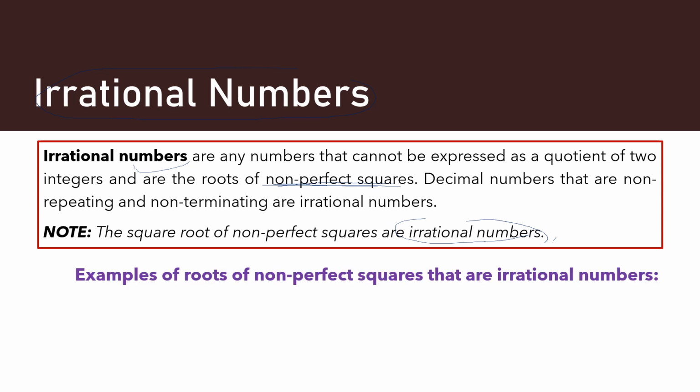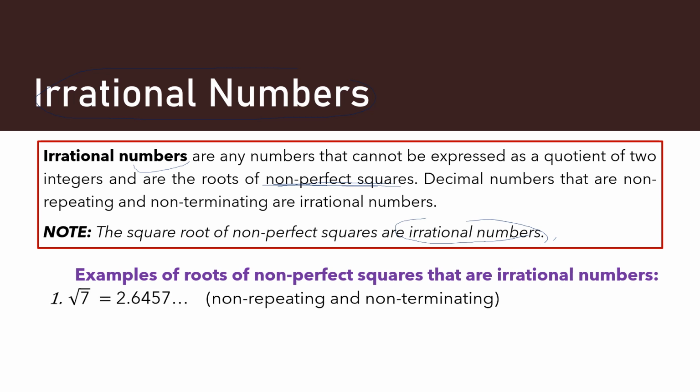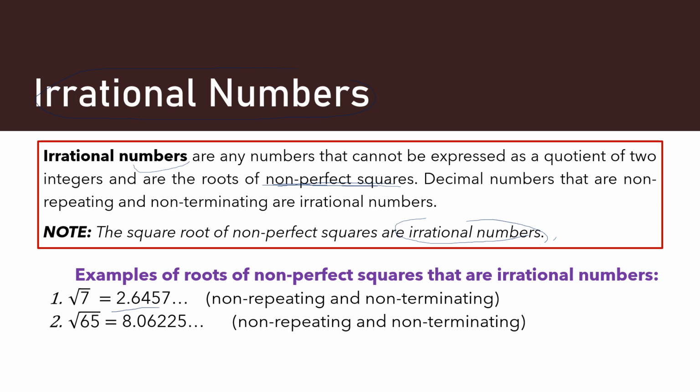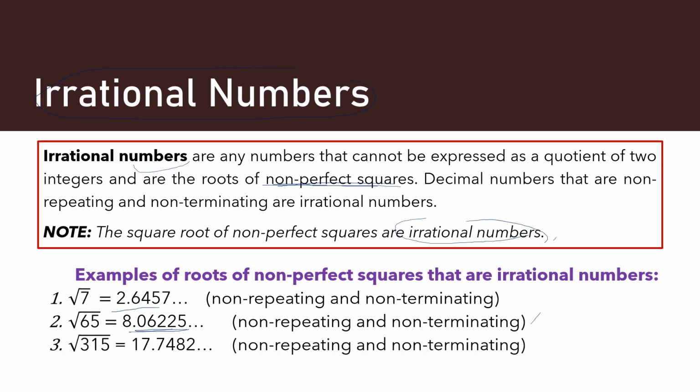Here we have examples of roots of non-perfect squares that are irrational numbers. If you use your calculator and get the square root of 7, you will obtain a non-repeating and non-terminating decimal, which makes it an irrational number. Another one, the square root of 65. If you get the square root of that, you will obtain this number, and it is also a non-repeating, non-terminating decimal. Third example, we have the square root of 315. It is non-terminating, non-repeating as well.